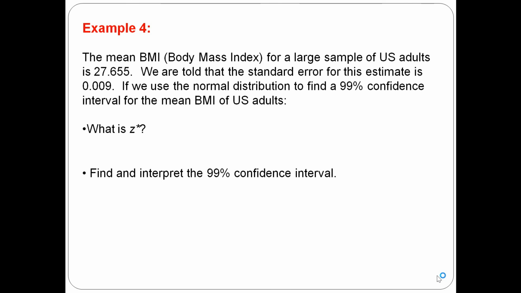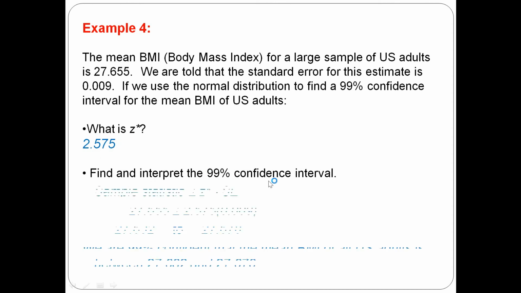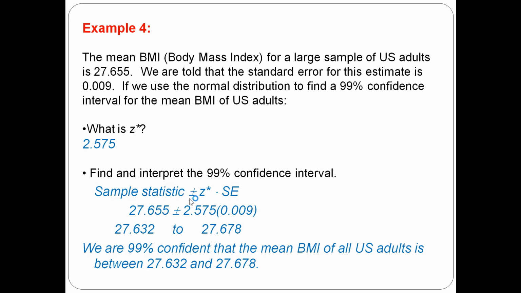So going back to the example, the Z-score for the 99% confidence interval is 2.575. This includes both of them, the positive and negative. Now find and interpret the 99% confidence interval. So remember, if we are using the Z-score, the Z-star, we will use the formula. And that formula is statistic plus or minus Z star times SE.